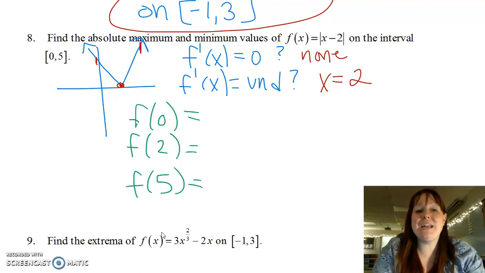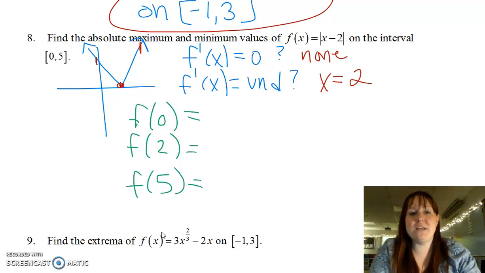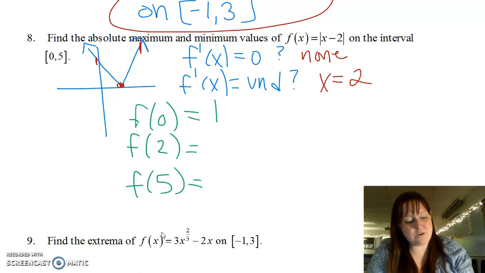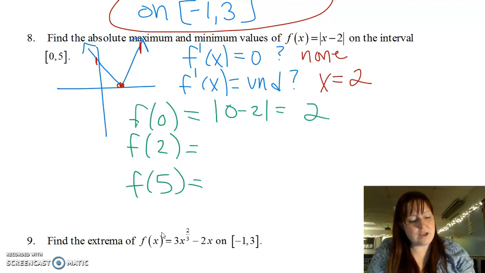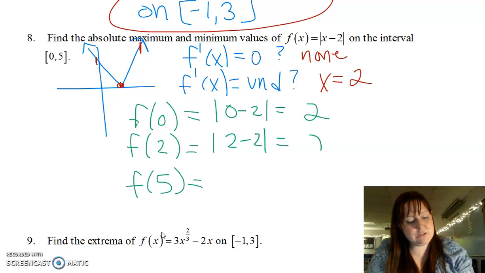So our candidates, x equals 0. That's the first one. So what is f of 0? Well, f of 0 is the absolute value of 0 minus 2, which is 2. f of 2 is the absolute value of 2 minus 2, which is 0. f of 5 is the absolute value of 5 minus 2, which is 3.